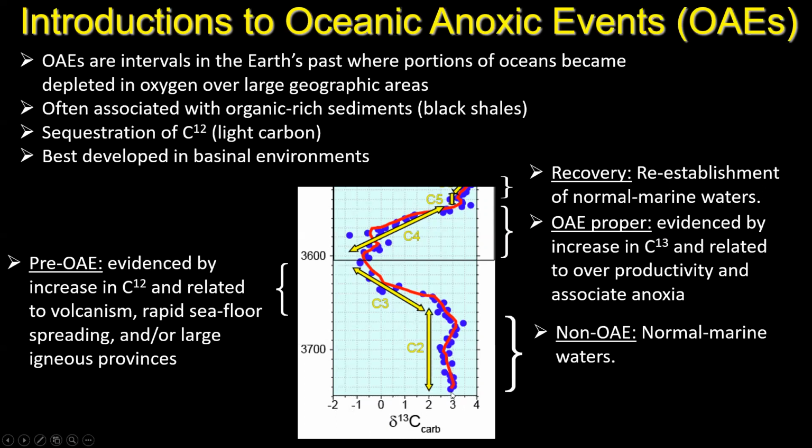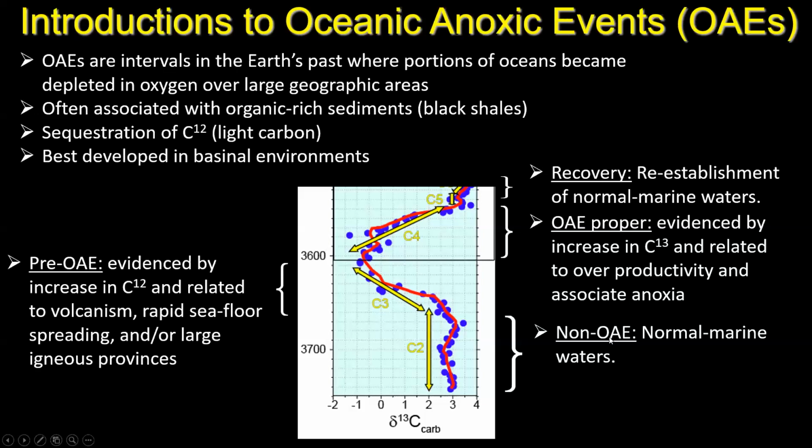So this is an example, part of a carbonate carbon isotope curve, showing a complete isotope cycle associated with an OAE. First, I've divided the cycle into 4 stages: the non-OAE, the pre-OAE, the OAE proper, and then the recovery zone or recovery interval. We see these components in each of the 3 OAEs in the NA core.